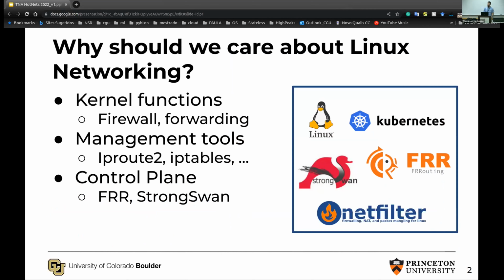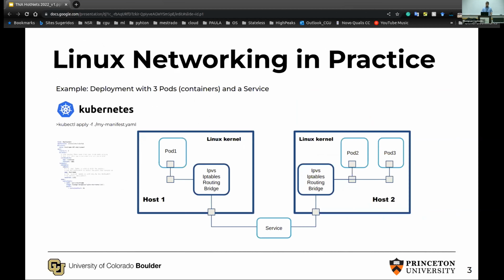The answer is that we should care about it because it's widely used, and it's widely used because it has a rich ecosystem that provides several features we need to build network services. It has, for example, kernel functions to perform packet filtering and forwarding. It has management tools like IPRoute2 and iptables, and also powerful control plane software to provide, for example, routing protocols and IPsec. And this functionality is widely used in cloud and data centers today.